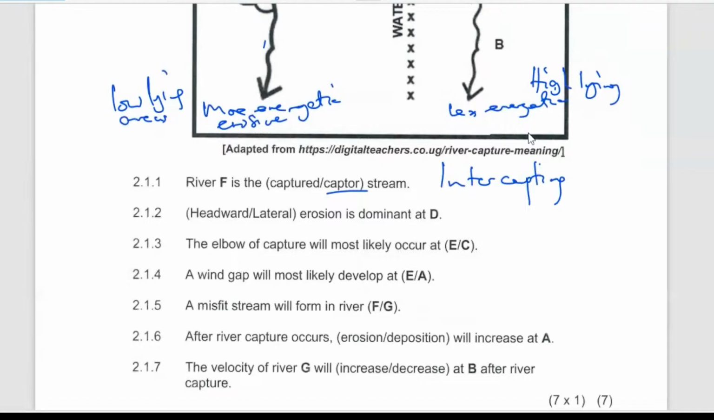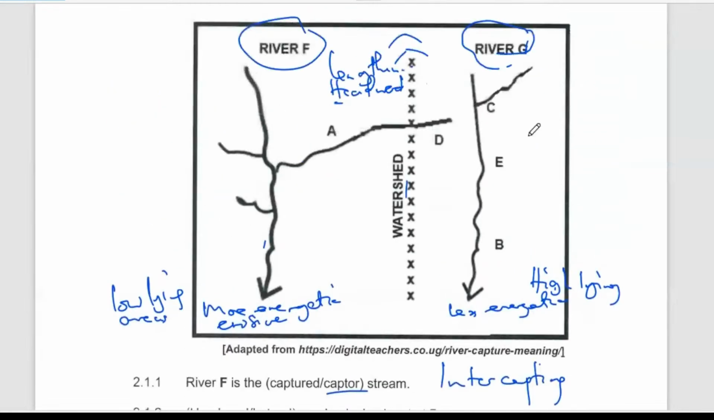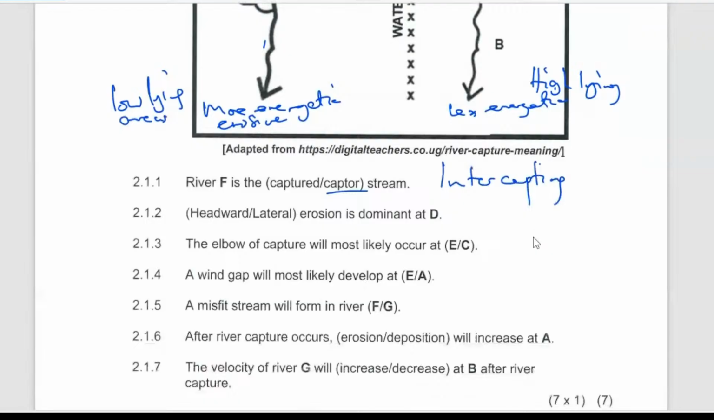Right, we move on. Is headward or lateral erosion dominant at D? If you go to D here, we are seeing that this stream is advancing, and the nature of erosion responsible for advancement of rivers is headward. Lateral erosion, which is sideways erosion, is responsible for widening the river channel, but headward erosion is responsible for lengthening the river channel and making the river longer.